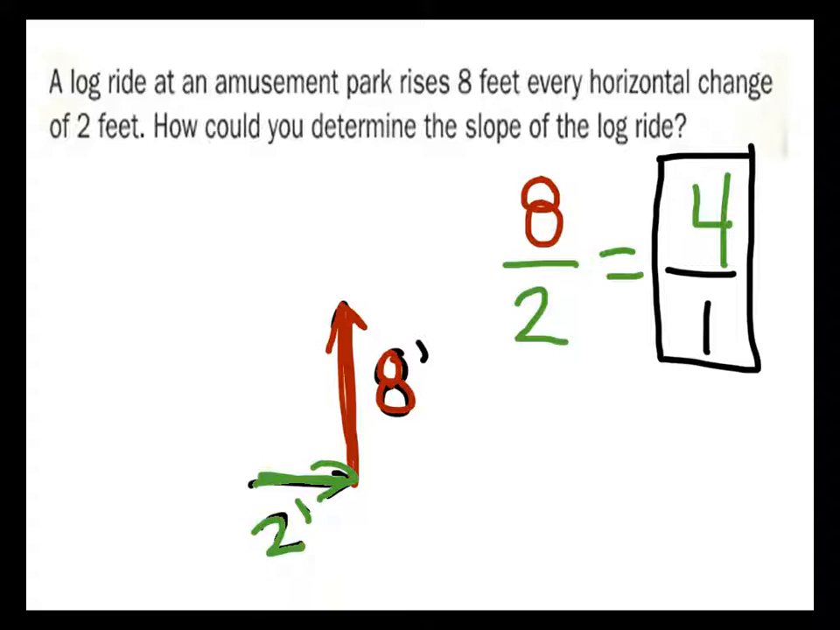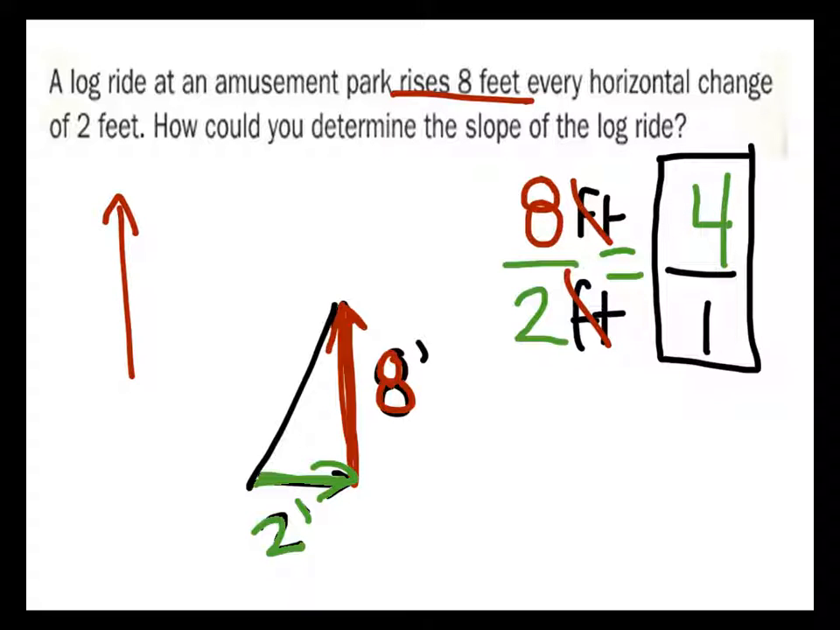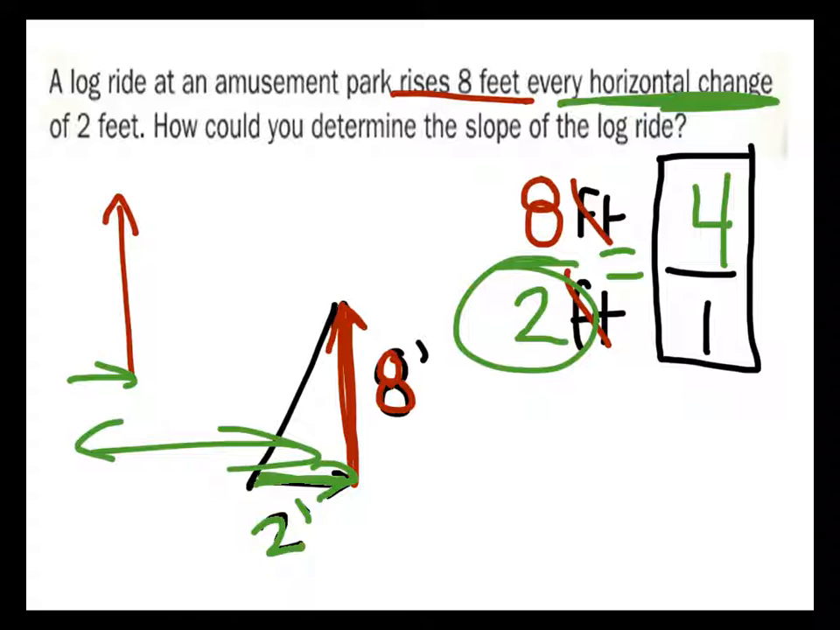So maybe this is the roller coaster ride. That's a good question, Christian. So we would cancel the feet out. Slope is just a number. The problem told us it rises 8 feet, so we know that's rise. And then it says horizontal change. Well, we know that's the denominator anyway, so that must be horizontal, because horizontal is side to side, okay? To go along with Christian's question, in this case, feet did cancel each other out, but later on it will not sometimes because it will still be a rate. All right? Other questions on this one?